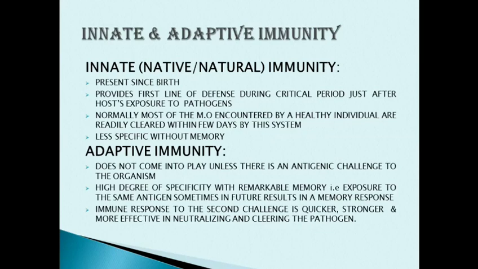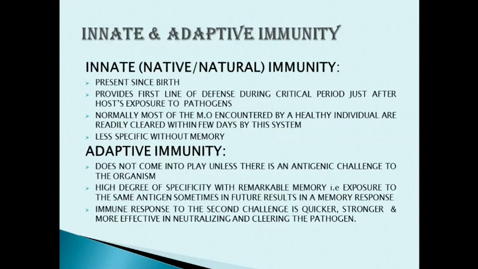Okay. Normally, most of the microorganisms encountered by a healthy individual are readily cleared within a few days by this system. Okay, it normally happens in the case of a healthy individual. I'm not talking about immunocompromised persons, but in the case of a normal healthy individual, it's readily cleared. And innate immunity is less specific, without any memory. Now, what do we mean by less specific? Less specific means the innate immune system is not specific to a particular pathogen, but it includes a few cells and molecules that can recognize classes of molecules peculiar to frequently encountered pathogens. Okay, so it is not specific to a particular pathogen. It gives protection against each and every kind of pathogen, but it does not have any memory. Okay, so these are the features of the innate immune system.